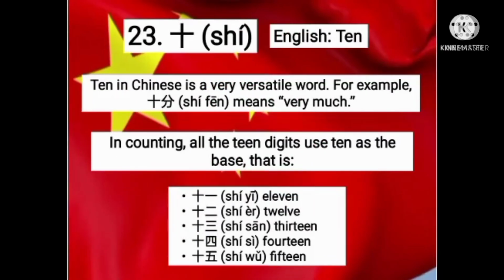Next is Shi. In English, 10. 10 in Chinese is a very versatile word. For example, Shi Fen means very good. In counting, all the digits use 10 as the base, that is, Shi. Shi Yi means 11. Shi Er means 12. Shi San, Shi Si, Shi Wu.